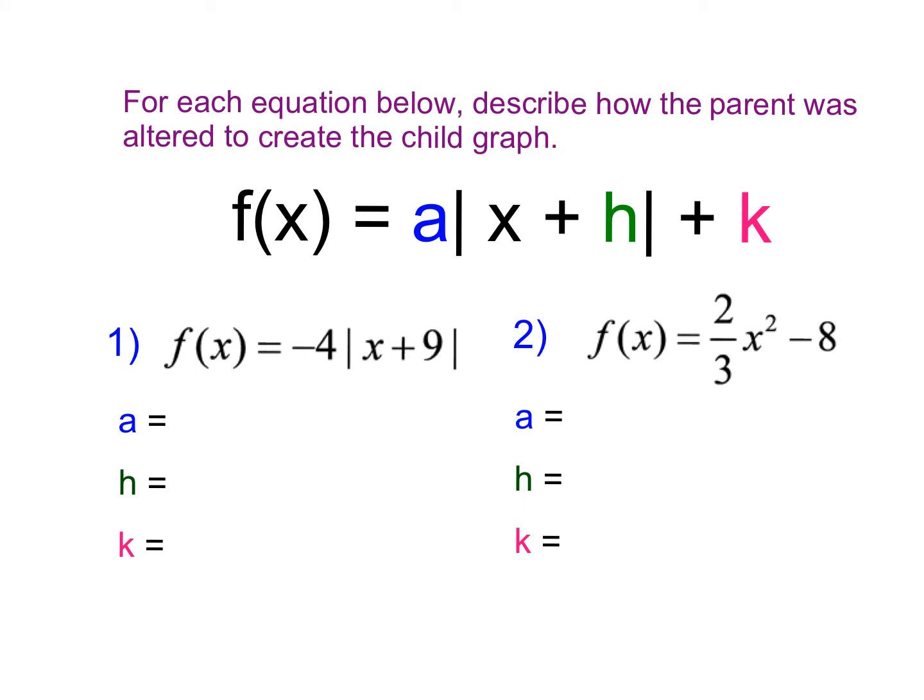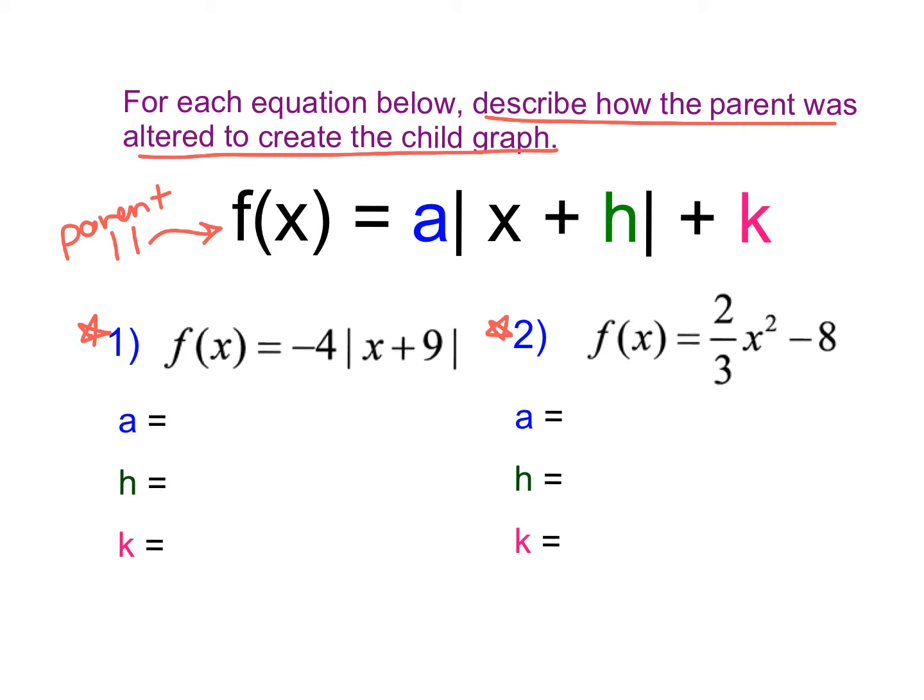So for each equation below, we have two examples, example 1 and example 2, and we're going to describe how the parent graph will be altered in order to create its child graph. Here I created the parent equation with its transformations for the absolute value function, but remember the a, h, and k work the same in every function that we see. So for each of these, we're going to determine what our a, h, and k values are, and then we're going to identify what is going to happen to our parent graph in order to create those particular functions.